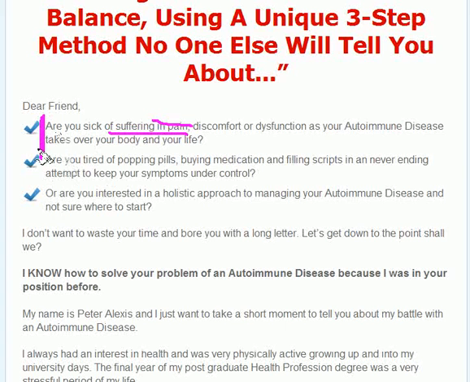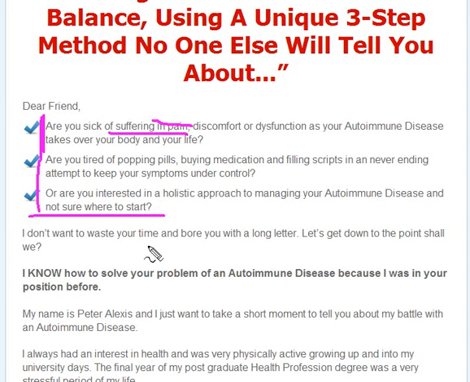Okay, "Are you starting with problems, or are you interested in a holistic approach to managing your autoimmune disease and not sure where to start?" Not a bad start for the letter, but be careful of things that just don't sound good together. At least this will get the person's attention, because that's the problem you're trying to solve in the letter itself.